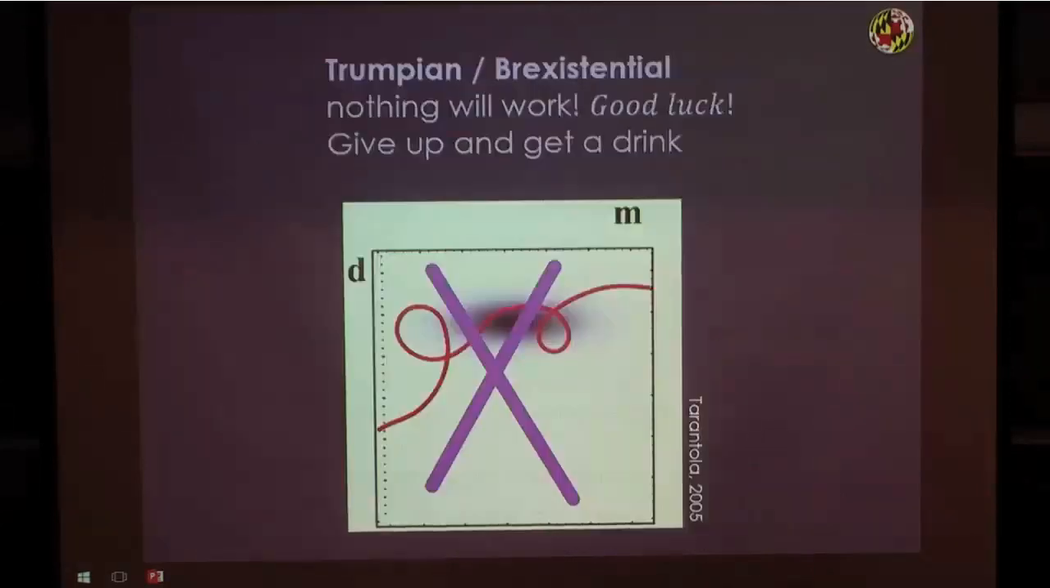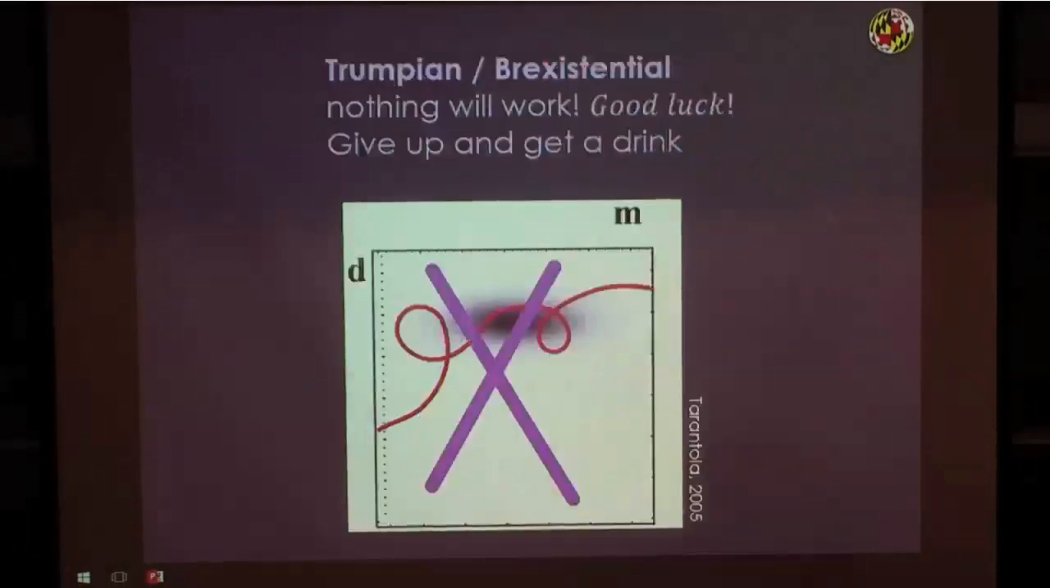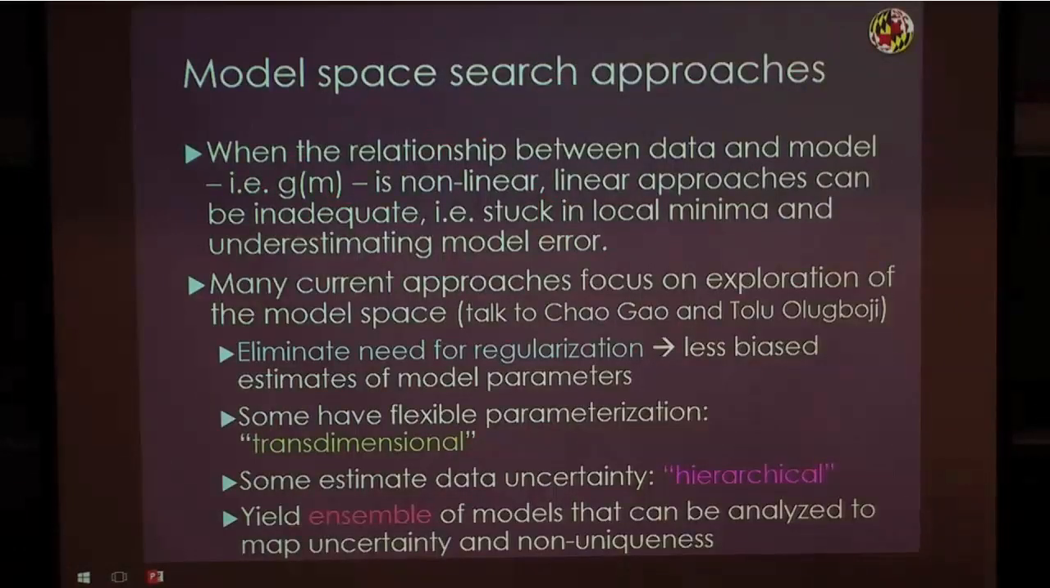But when things are not that bad, so when they're kind of in this regime, you can still do a good job. But then you have to use what are called model space search approaches. When the relationship between data and model is nonlinear, the linear approach can be inadequate. In other words, you might get stuck in a local minimum, you might only see one side of the solution, or you might have a completely inaccurate representation of what your uncertainty on the model parameter estimation is.